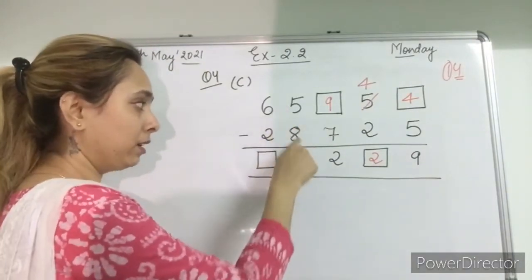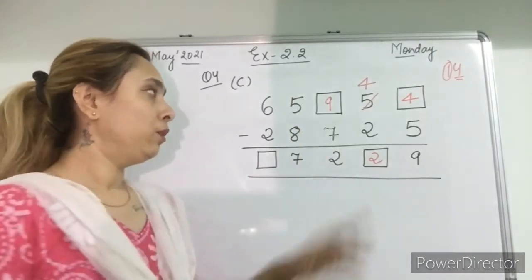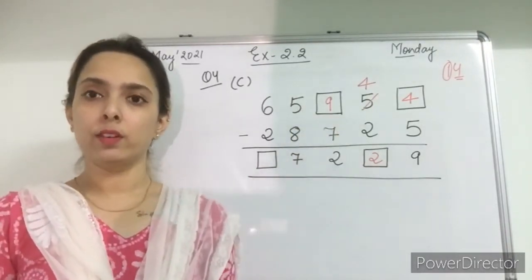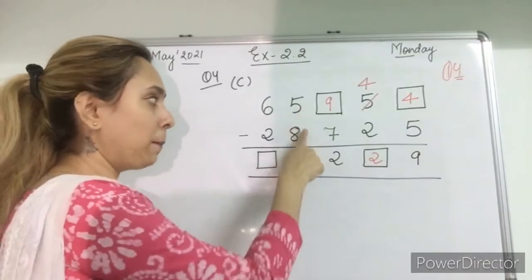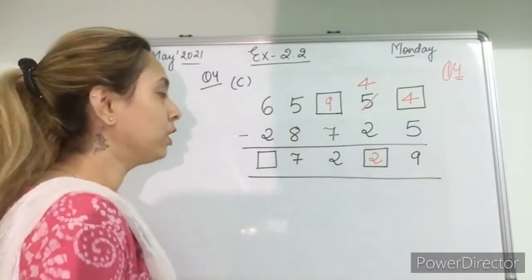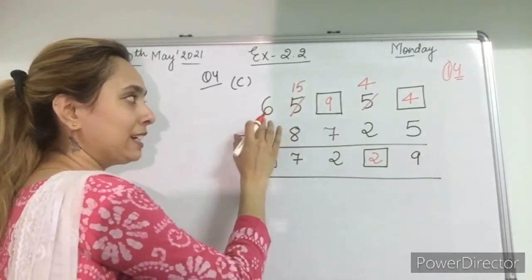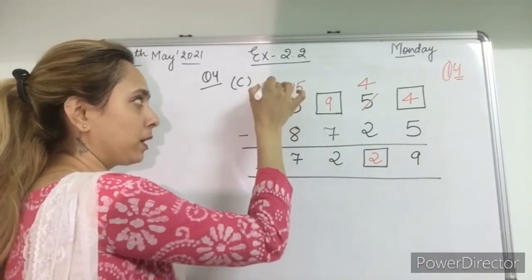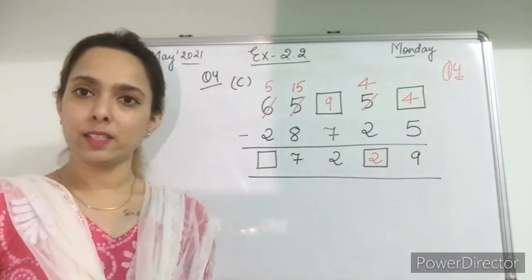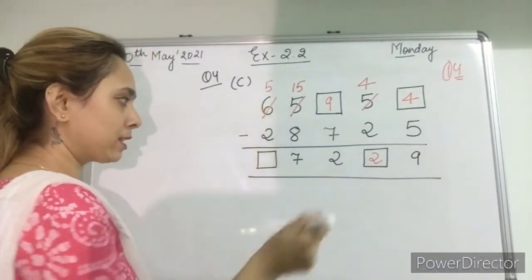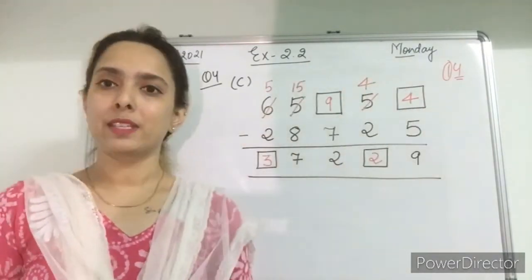Next, again here 5 is written and 8 is written. 7, we cannot subtract 8 from 5. So there must be 15 to get 7. So 15 minus 8 is 7. So we will write 15 here, and we are borrowing 1 from this 6. So this 6 will become 5. So 15 minus 8 is 7. Yes, students. And 5 minus 2 is 3. So we have found all the missing digits.